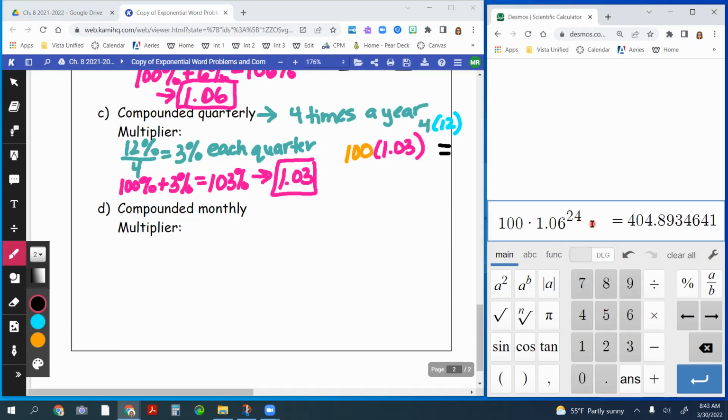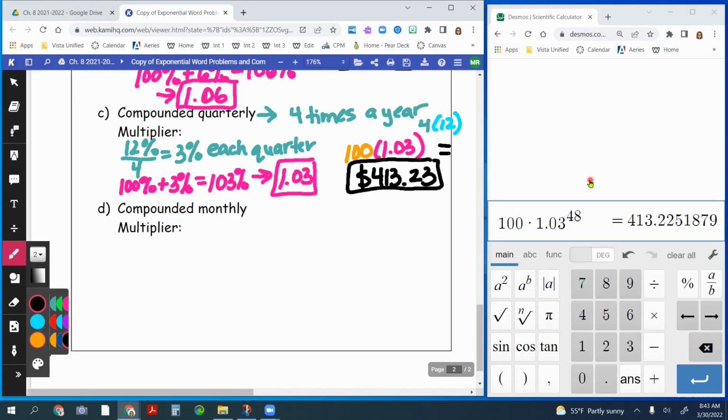So when I do this, it's going to be 100 times 1.03 raised to the power 4 times 12 or 48. So again, she's going to get a little bit more money this time, $413, and I'm going to round it to 23 cents. That is going to be her amount.